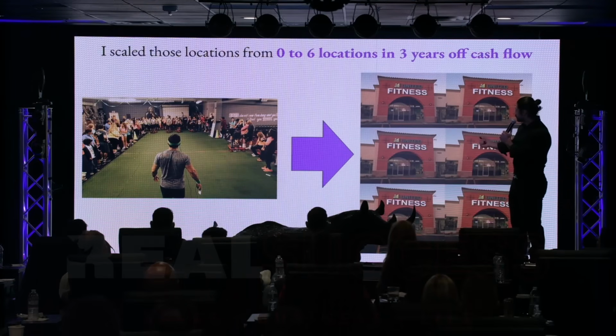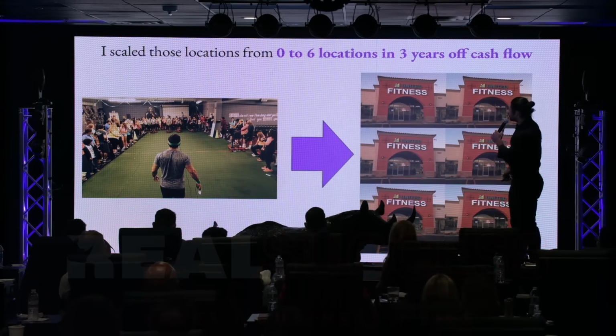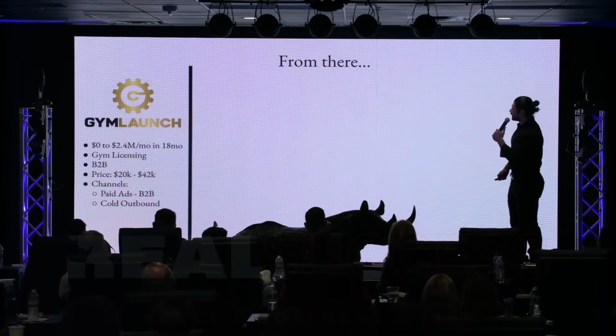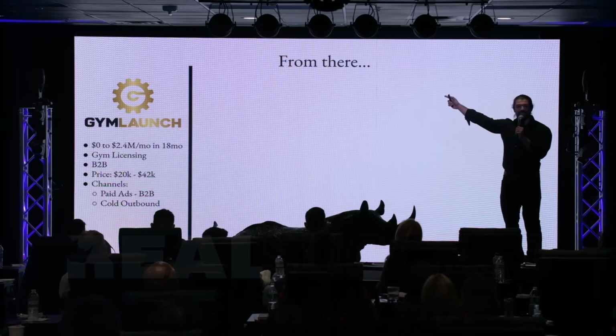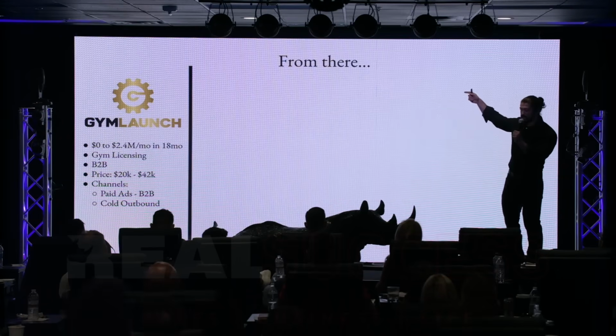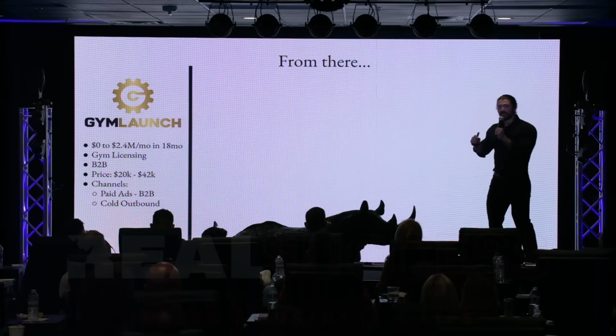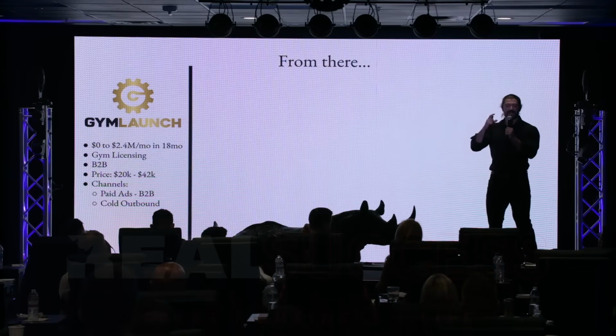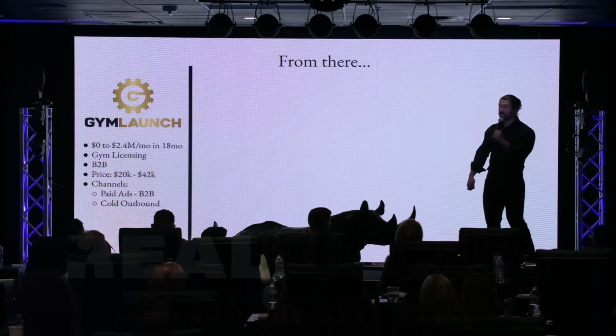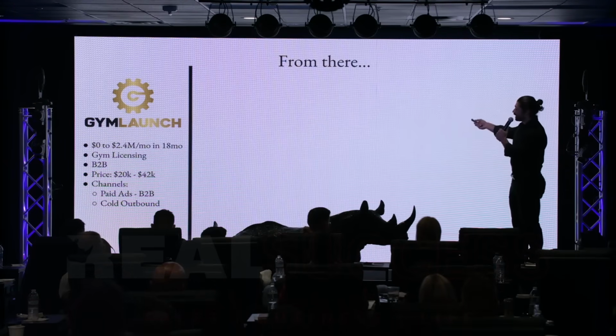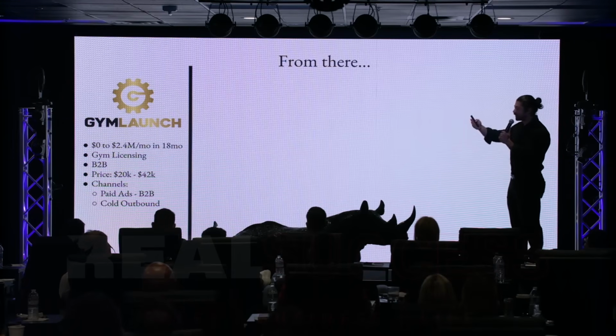And so I was able to scale from 0 to 6 locations in under 3 years as a kid, off cash flow, which is pretty neat. And then I sold all of those and lost everything. That's where my bank account was at the end, because the guy I got into business with was indicted for fraud. So I had that entire process, and then I had nothing again. I screenshotted it because I knew I was going to tell the story. From there, because I still was good at running gyms, my wife and I started Gym Launch.